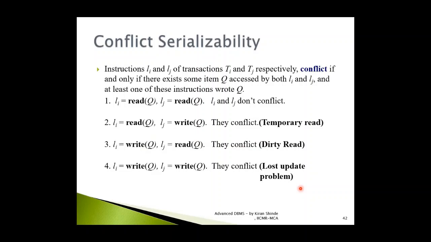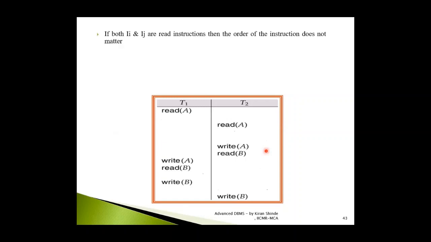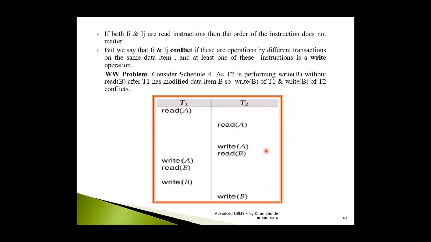Now I'm going to explain with an example how this kind of conflict arises. Let's first understand this problem by taking two transactions, T1 and T2. If both Ii and Ij are read instructions, then the order of the instructions does not matter. But we say that Ii and Ij, the two instructions, conflict with each other if these operations are by different transactions.